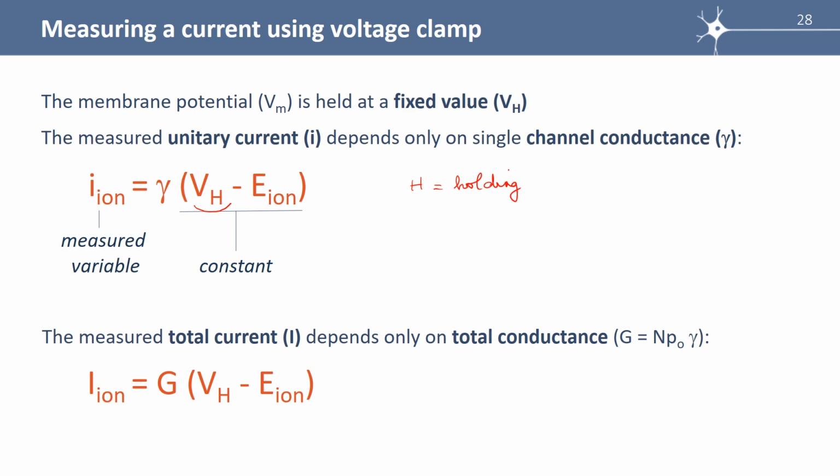It's the same for the total current. We hold the potential at a fixed value so that the factor here, the driving force, is constant. We can measure the variable I, capital I, of the ion, which depends here on the conductance through the NPO open channel. G equals NPO gamma.